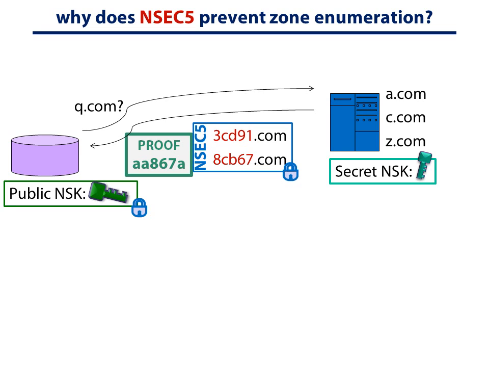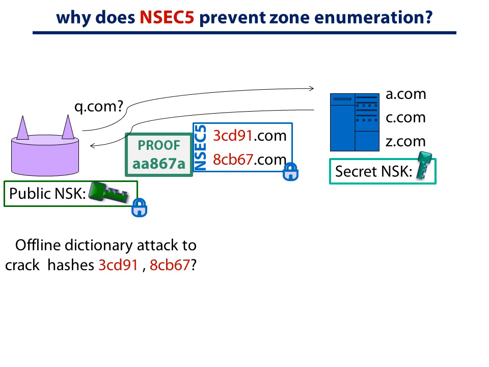Before we go into all the details, I'm sure there are some issues and people wondering exactly how we deal with the fact that we've now given a secret key to the name server, and I'm going to talk about that in a second. I first want to talk about why NSEC5 prevents zone enumeration. Here's our zone enumerator, and normally in NSEC3 or NSEC, he would take the values that he learned from the NSEC5 record, these two hash values, 3CD91 and 8CB67, run off, and do an offline dictionary attack with them.